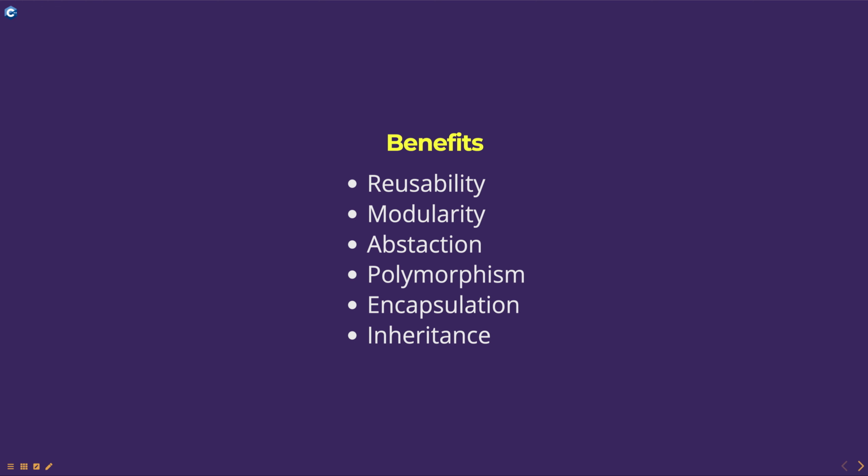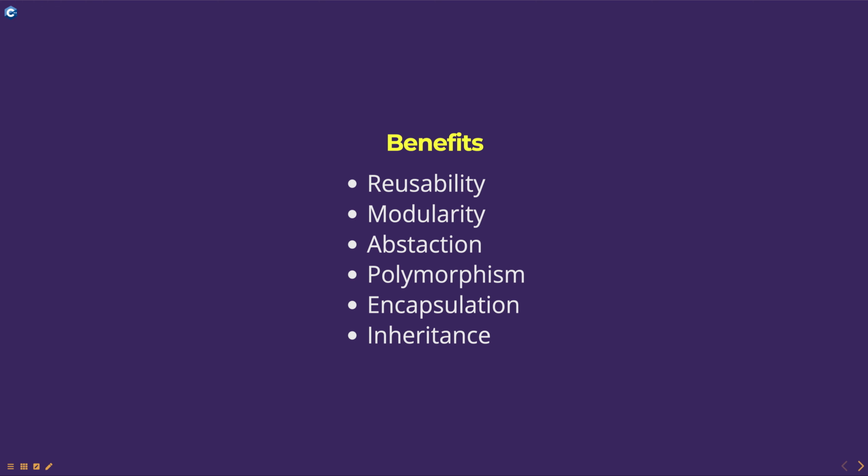Abstraction. Programs can be written at a high level of generality, making them easier to understand and maintain. Polymorphism. Programs can be written to work with objects of different types, making them more flexible and adaptable.